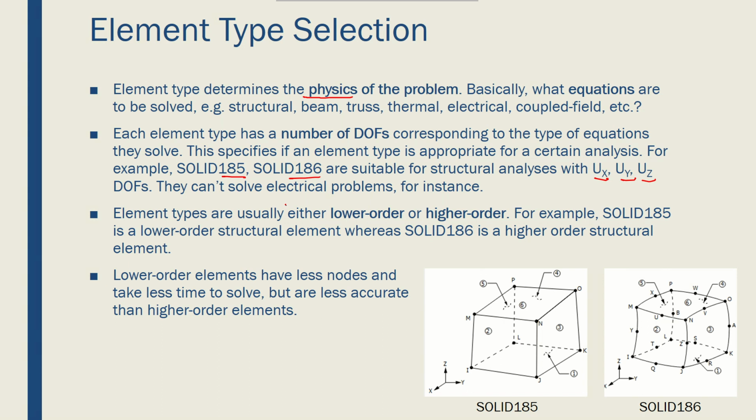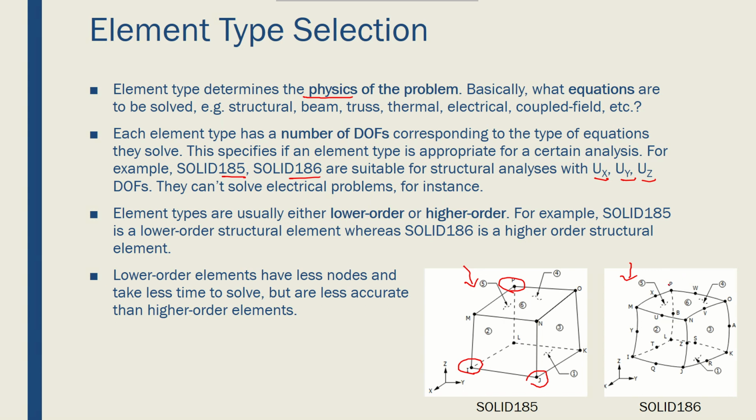Element types are either lower order or higher order. I've shown the structural element types 185 and 186 here. 185 has 8 nodes, one at each corner. You have I, J, all the way to P. So only corner nodes are defined for the solid 185 element type. Whereas solid 186 has 8 nodes at the corners and also nodes at the midpoints of its edges. So it has 20 nodes, which makes it a higher order element type for structural analysis.